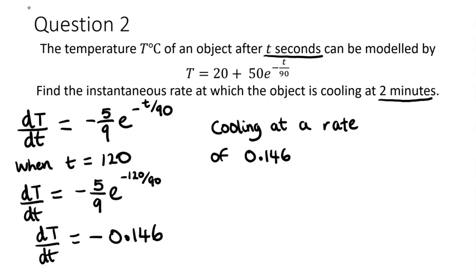The last thing I'm just going to do is put some units on this. So I was doing dT, d capital T, by d lowercase t. So with my units, I'm doing degrees divided by time, which is in seconds. So this would just be 0.146 degrees per second.